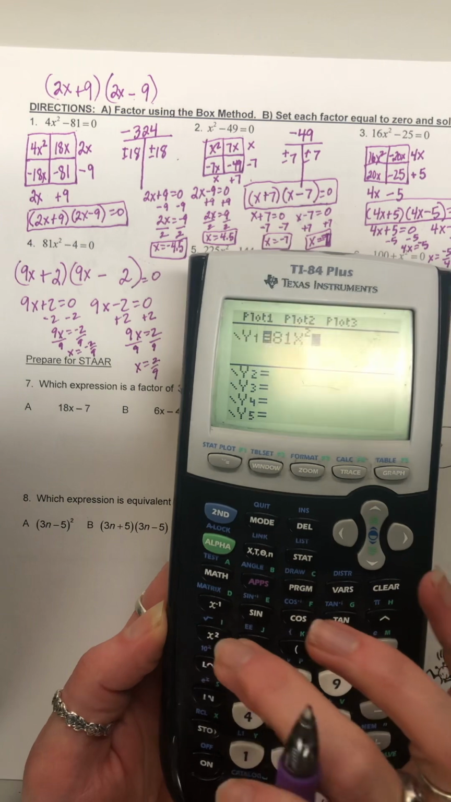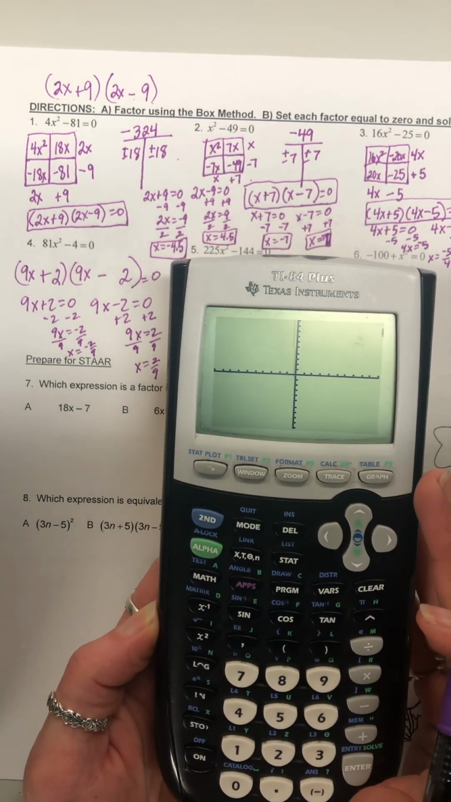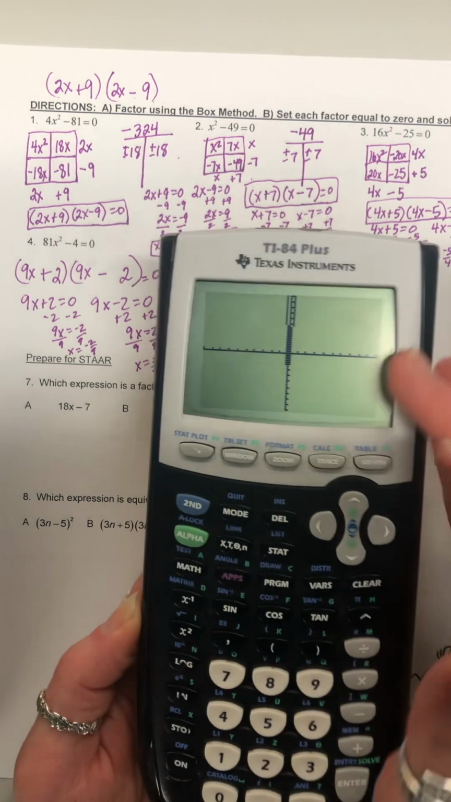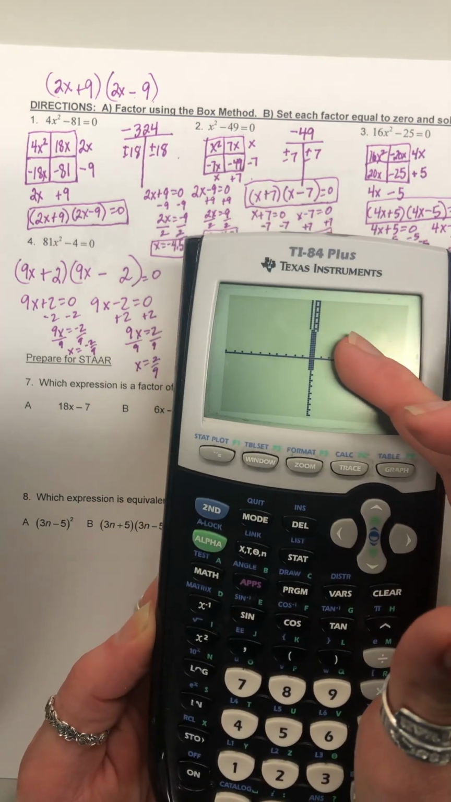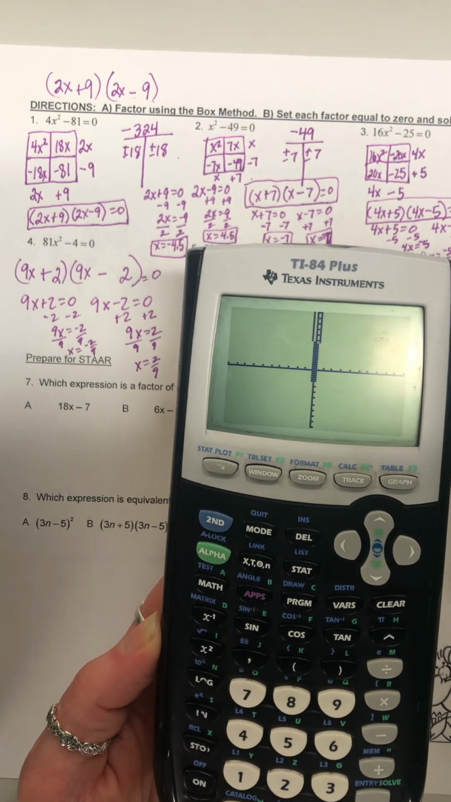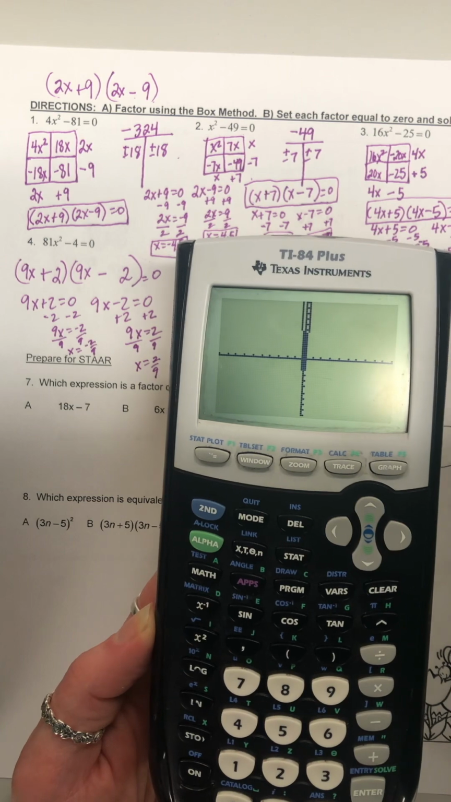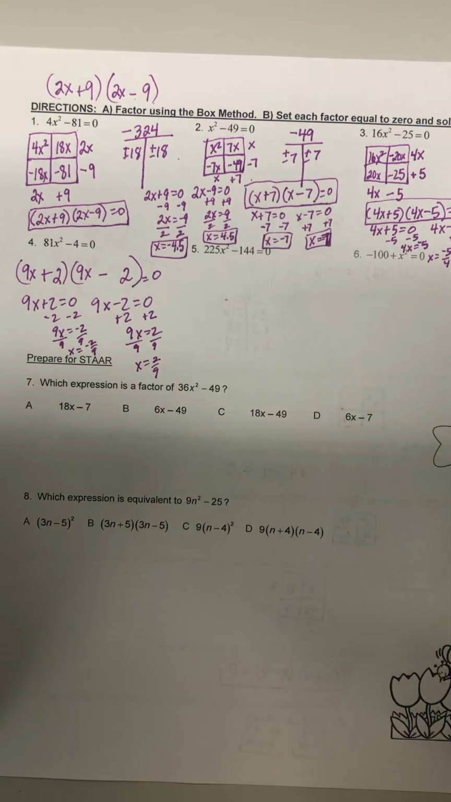81x squared minus 4. Hit graph. Look how very narrow this parabola is. Do you think it seems reasonable that the little fraction of 2/9 is where it crosses the x-axis? That's very close to 0. I think that looks like it's probably right. So it's a good eyeball check to see if you're on the right track.